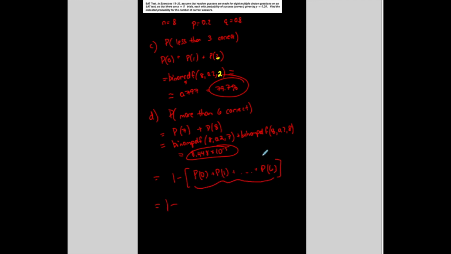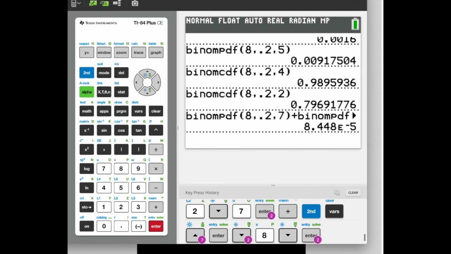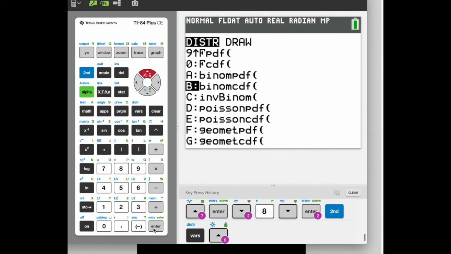All of this can be found by doing one binom CDF, 8, 0.2, where x in the binom CDF is the last thing that I want to add up in there, in this case, 6. So because binom CDF does this specific type of calculation, it makes it easier to use the complements here, even though there's more probabilities involved. Now, either one works. It's all dependent on what you like and what you prefer. I'm just doing it 2 different ways.